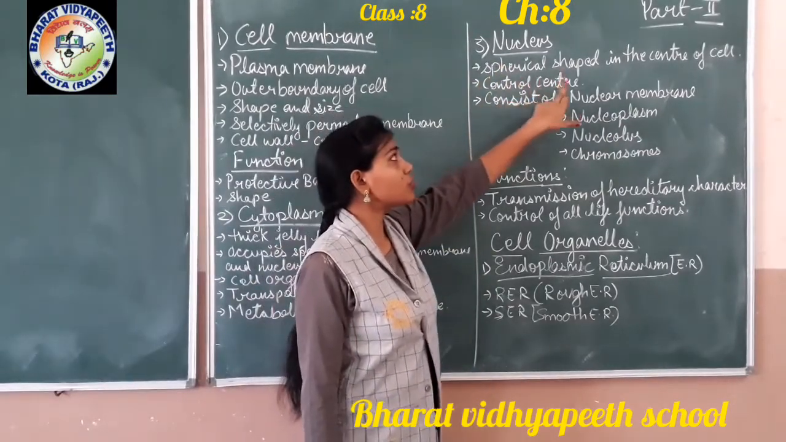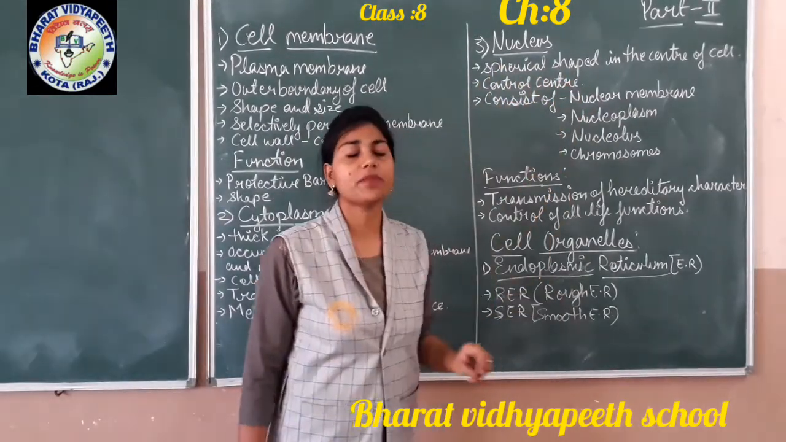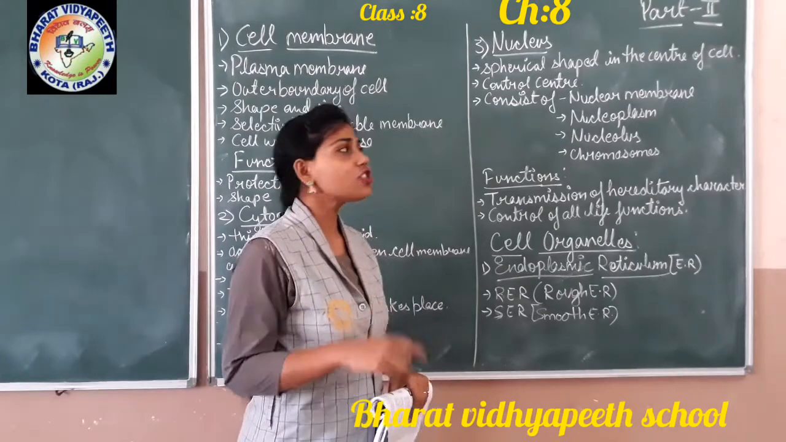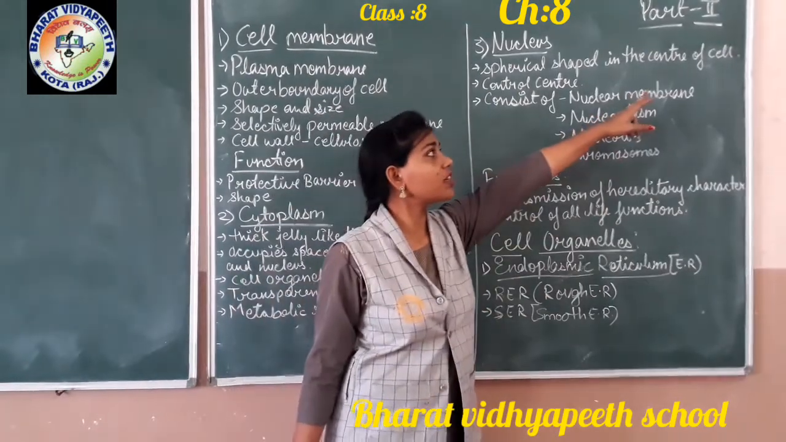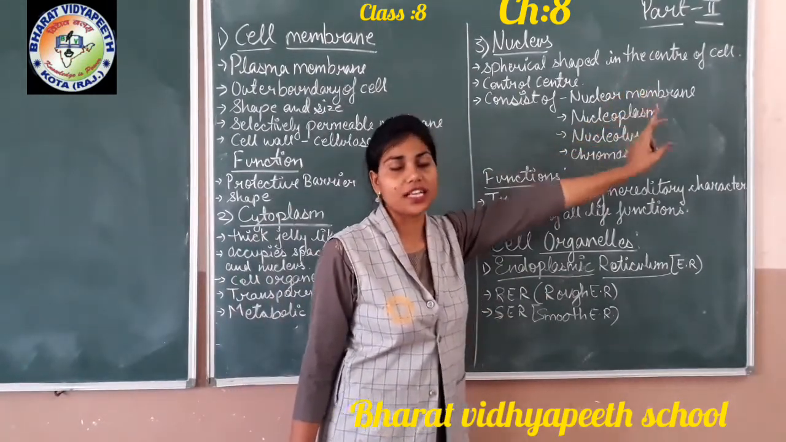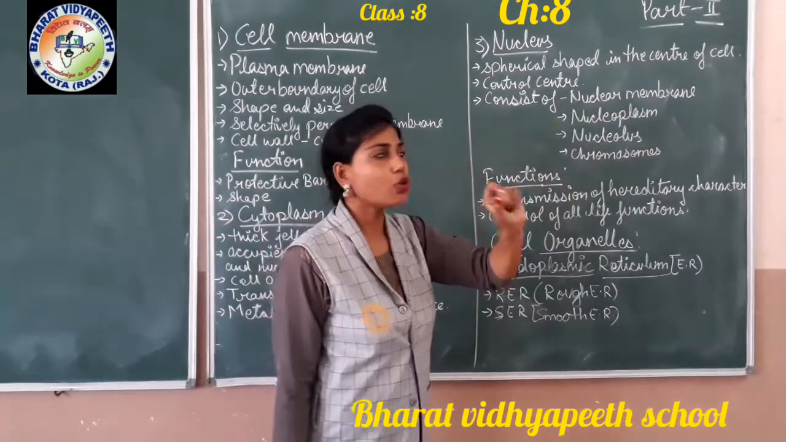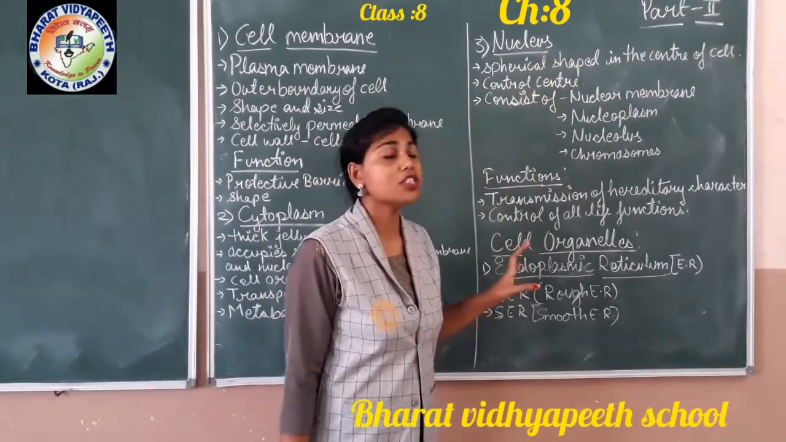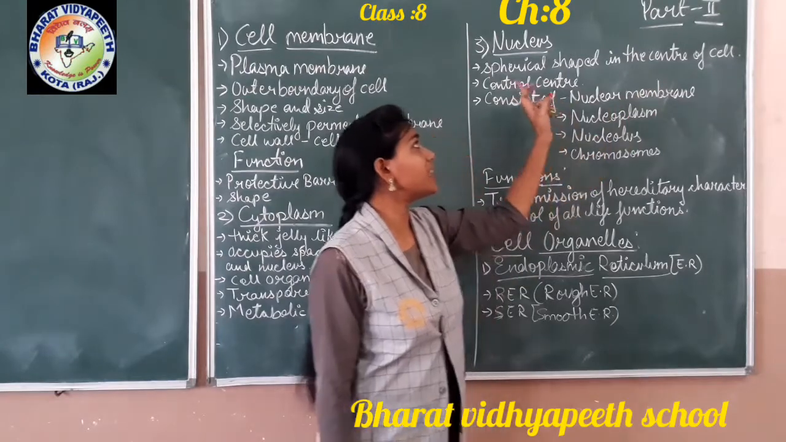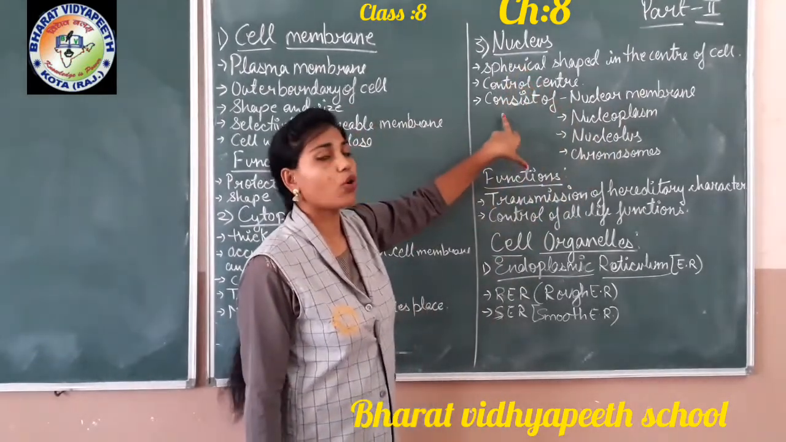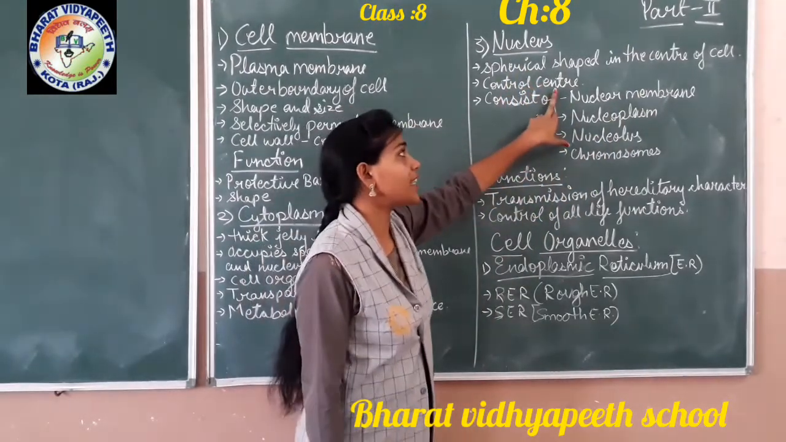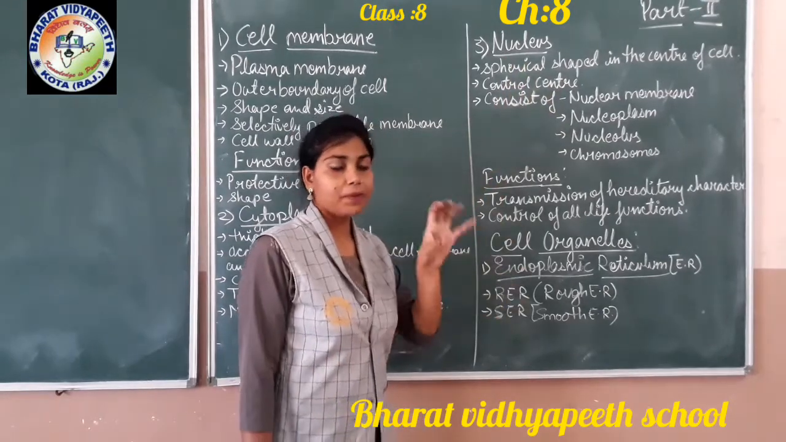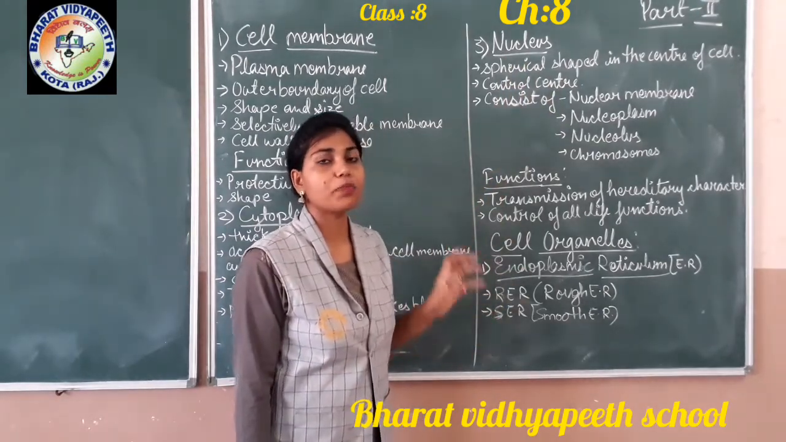What is a nucleus? Nucleus is a spherical shape, a round shape, present in the center of the cell. The center part of the cell is known as nucleus. What does it do? It is the control center. All the processing that takes place in the cell is controlled by the nucleus.